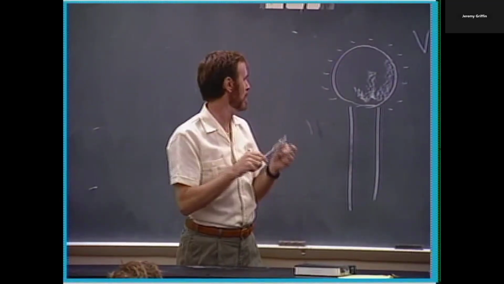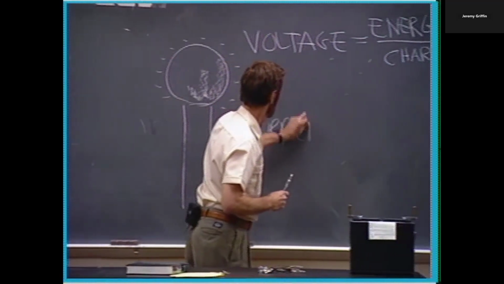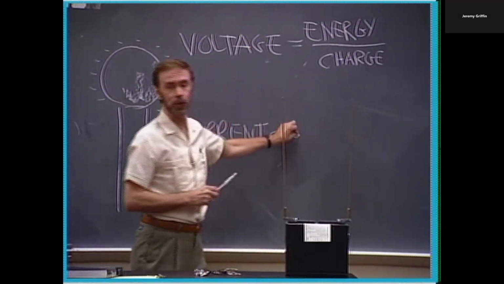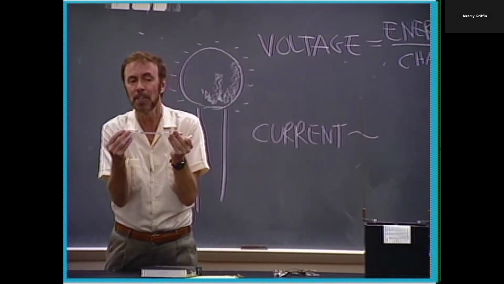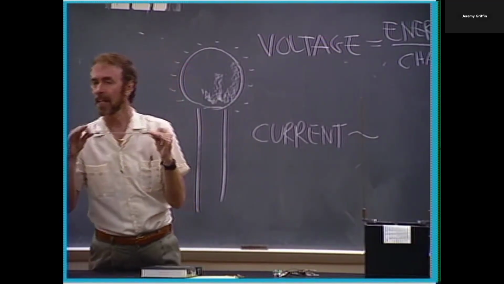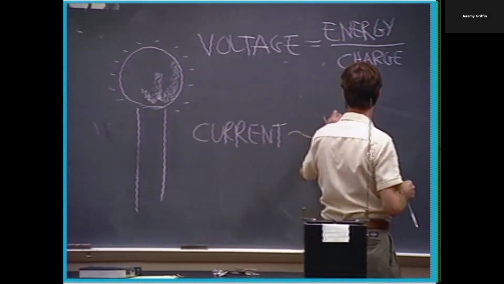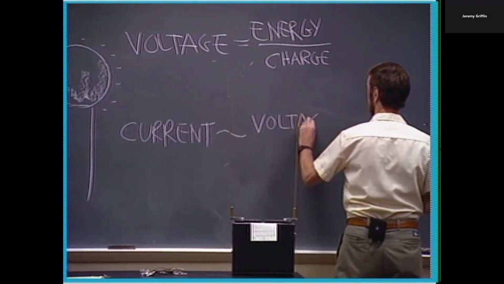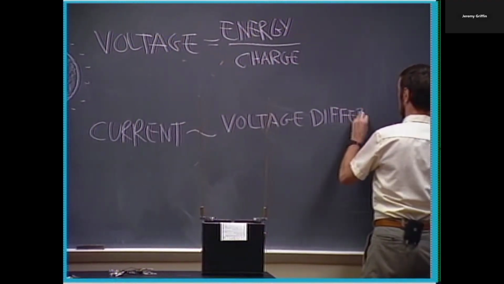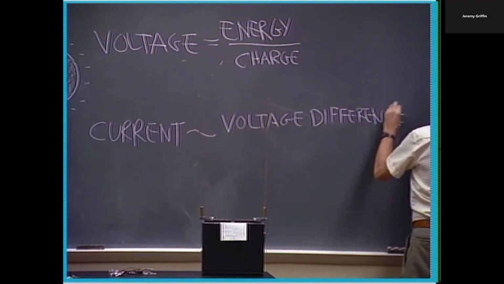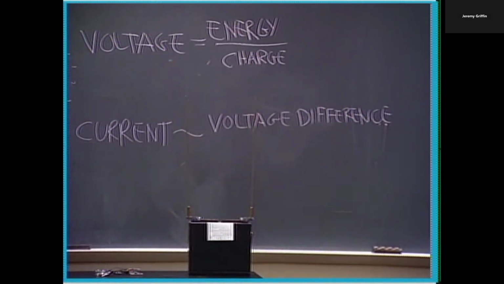And so the flow of current is proportional to voltage difference. Not how much voltage, but how much voltage in one place compared to the other. Think of voltage as a pressure. So it's proportional to voltage difference. The more voltage difference, the more current.